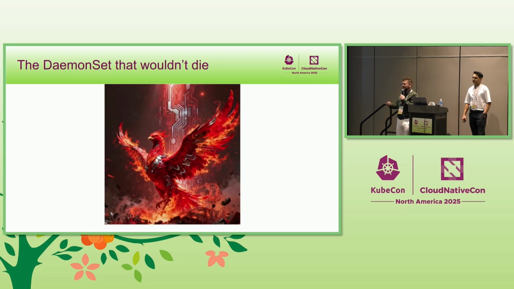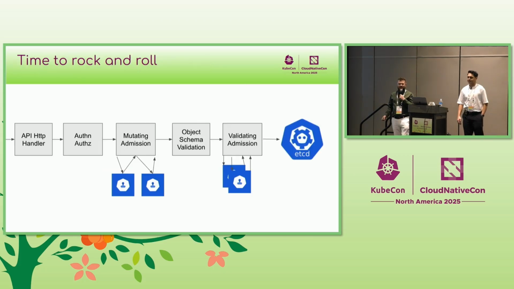And of course, the first thing which we tried to do is to delete this DaemonSet. Obviously, it helped for a short while, but it was recreated. So we needed to use some kind of another approach here. So let's go back and revise how API server handles requests.